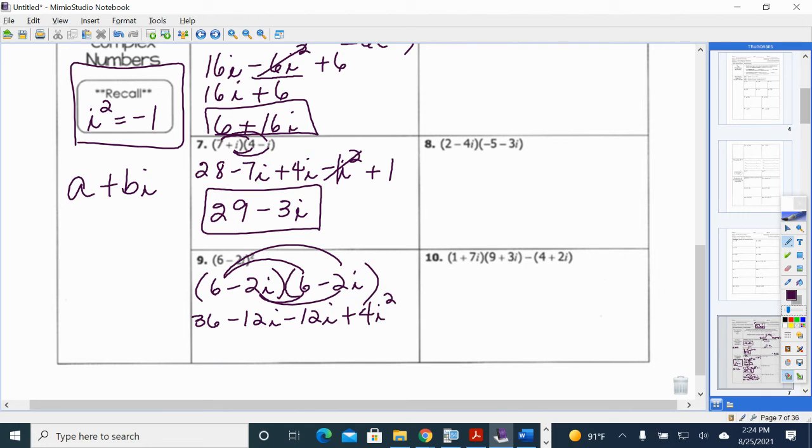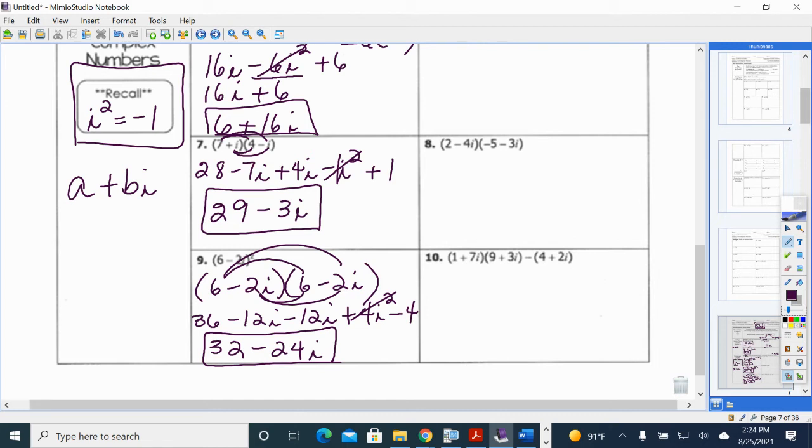And again, i squared is equal to negative 1. Negative 1 times 4 is a negative 4. So I'm just going to cross that out and put a minus 4. Now I can combine my real parts. 36 minus 4 is 32. And negative 12i and another negative 12i is a negative 24i.